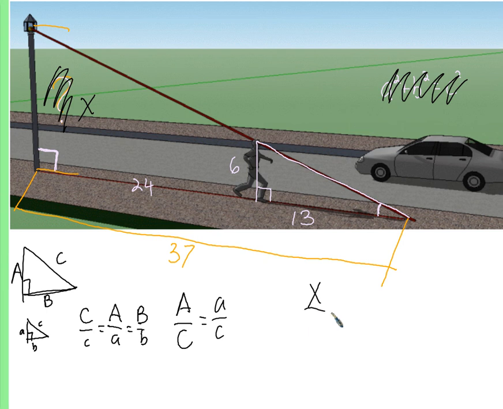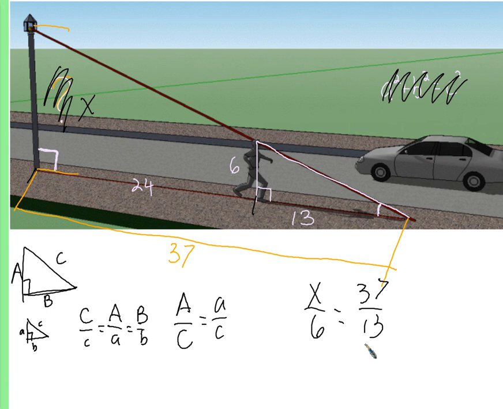X over 6. X, the vertical side here, over 6. Those are two similar parts of the similar triangle, two correlated parts. X over 6 equals 24 over 13. Not 24 over 13, because 24 is just from here to here. 37 over 13. You see how that's just part of that triangle? The whole triangle is 37. So 37 over 13. See what I'm saying there?